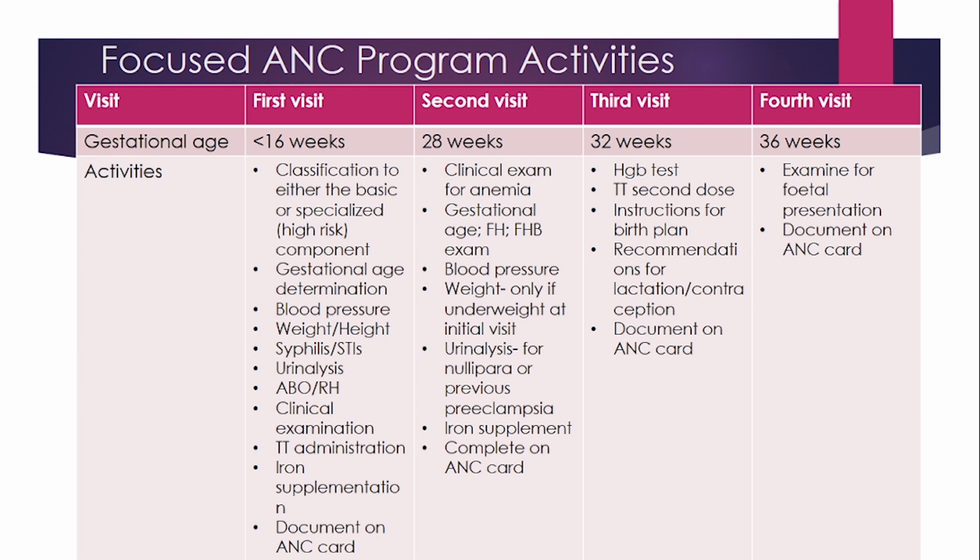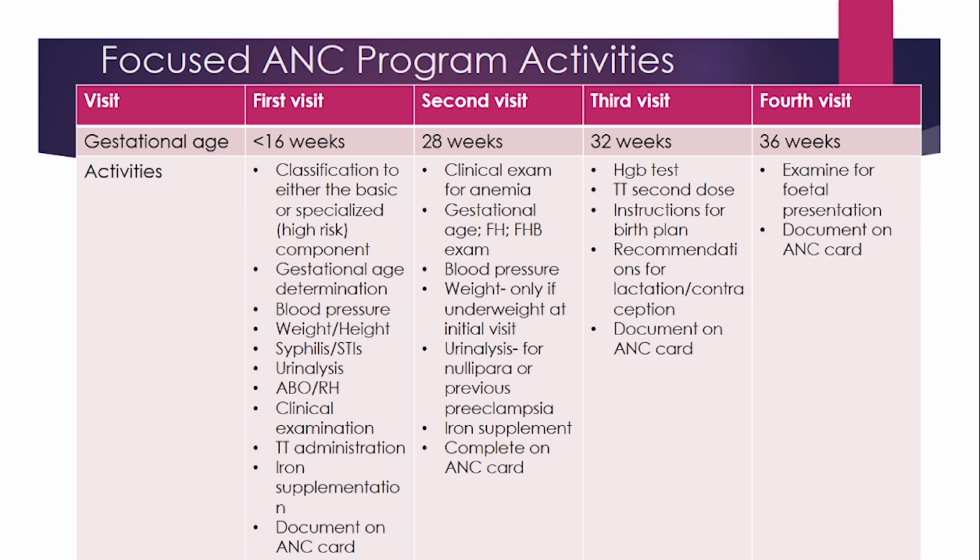You also want to check the blood pressure, the weight. You do a urinalysis to rule out preeclampsia. You also want to continue your iron supplementation, and all of these activities too must be properly documented in the antenatal card. At 32 weeks, which is the third visit under the focused antenatal care program, what do you do?